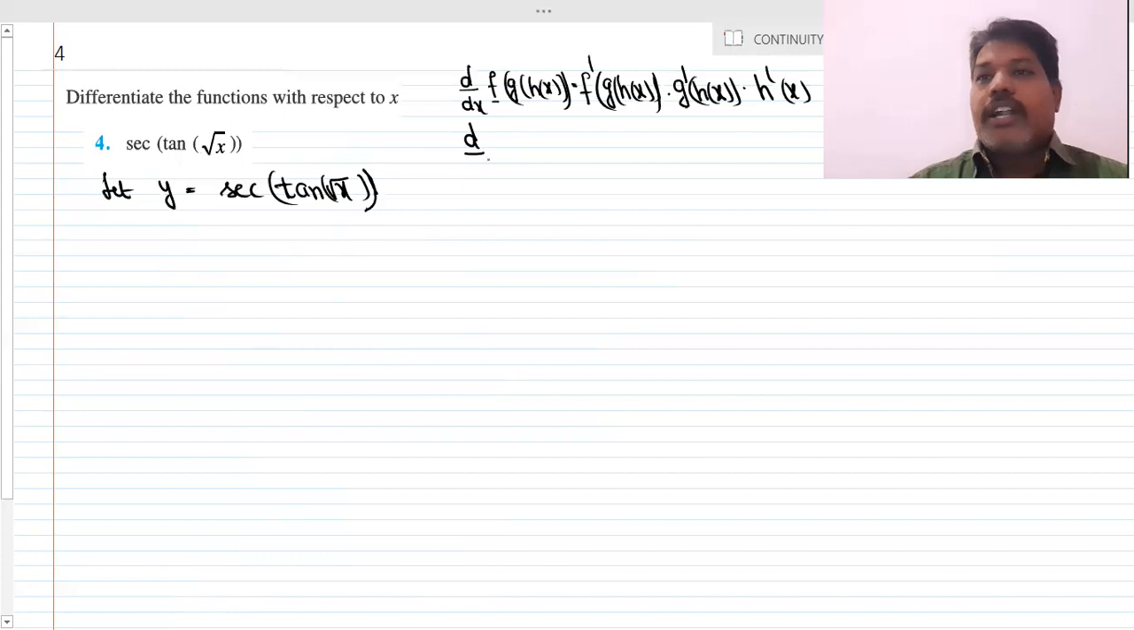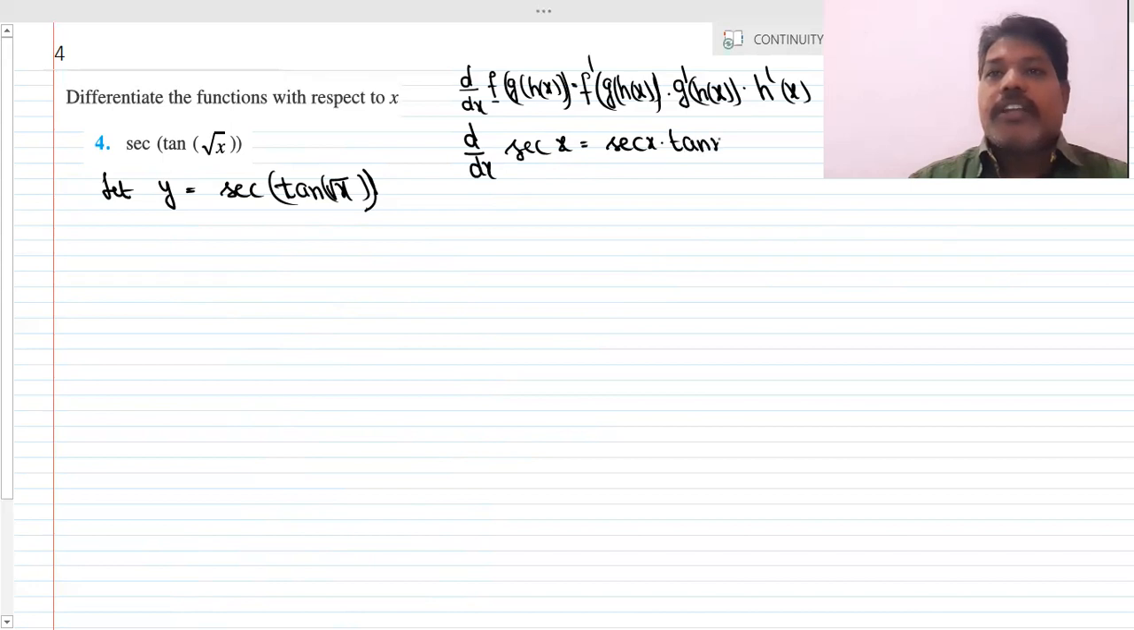One more formula you are going to use is the derivative of secant x. The derivative of secant x is secant x into tan x. One more formula is the derivative of tan x. The derivative of tan x is secant square x.